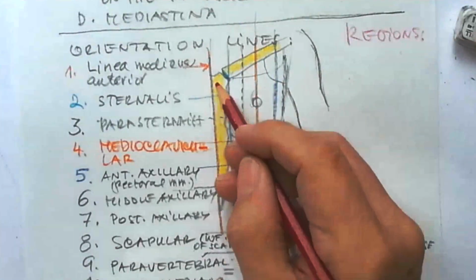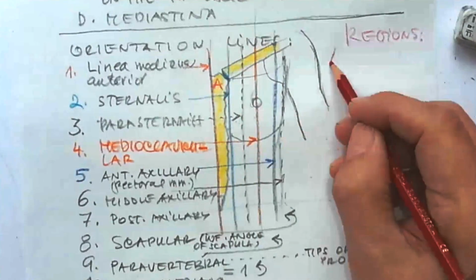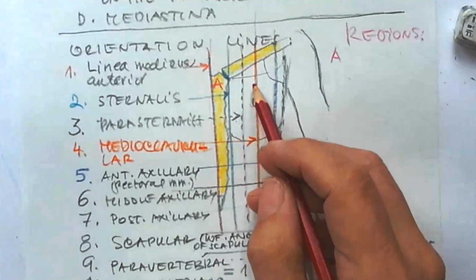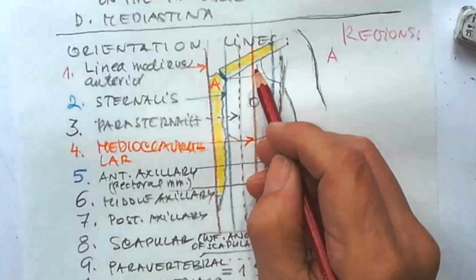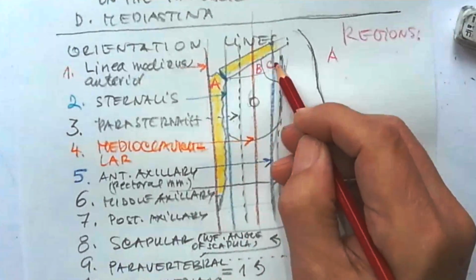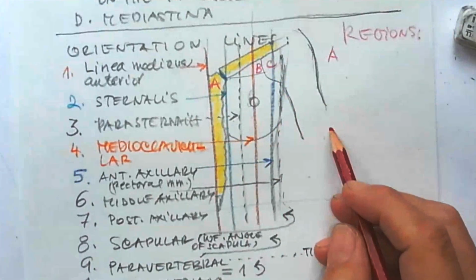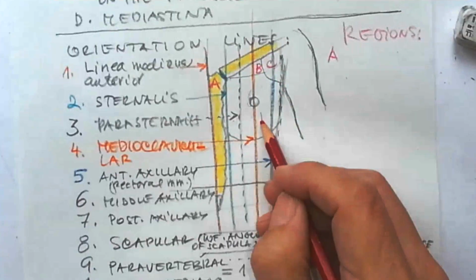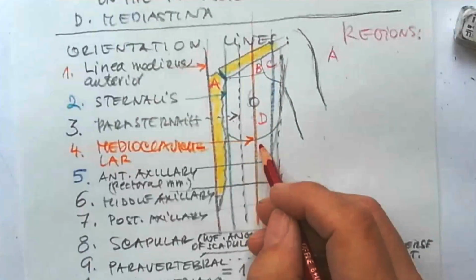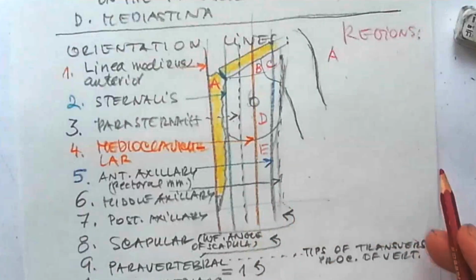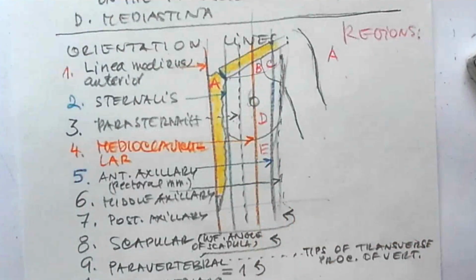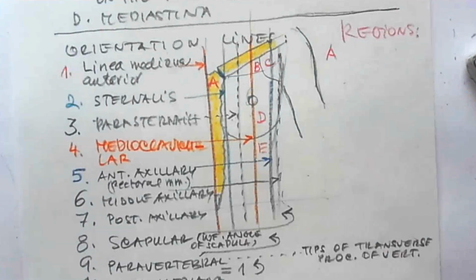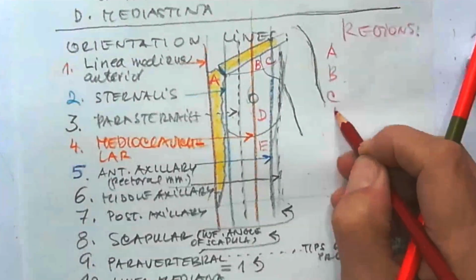The first one will be A. Why not? This is sternal. A is sternal. B would be infraclavicular. This, that one. C is the clavipectoral. D is the mammary. And E, why not? E is the hypochondriac. Good. So the names, B, C, D, E.